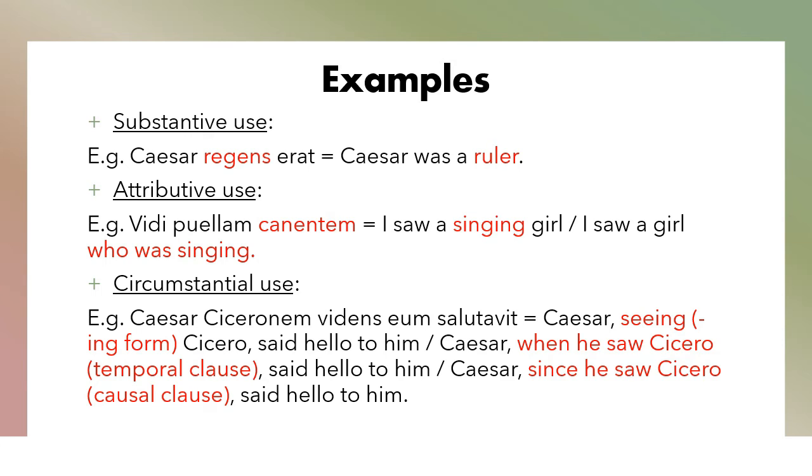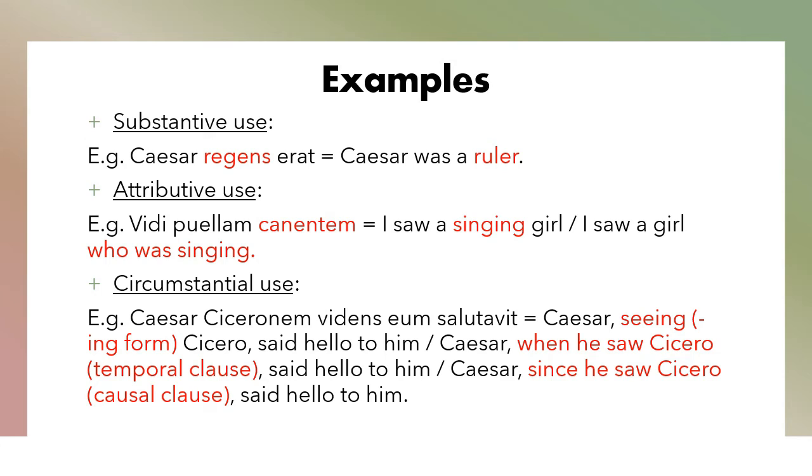Let us see, for example, a circumstantial use. Caesar ciceronem videns eum salutavit. So Caesar, seeing Cicero, said hello to him. Basically, this sentence captures Caesar in the act of seeing Cicero, and so it is describing the action that Caesar is doing when he sees Cicero. And that is why we can translate it in a great variety of ways. We can use, for example, an ing form, as I said before: Caesar, seeing Cicero, said hello to him.